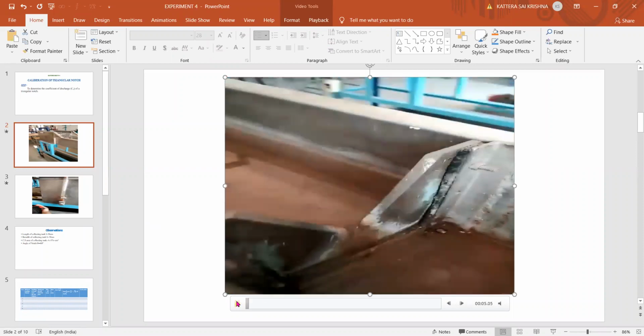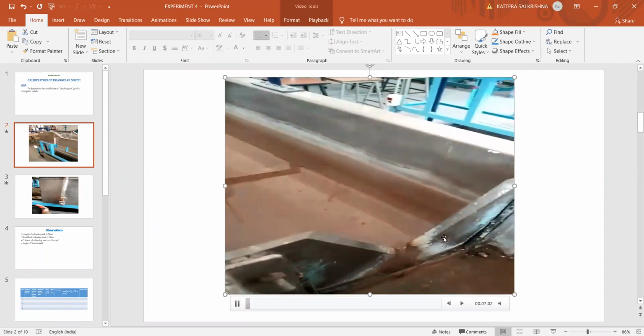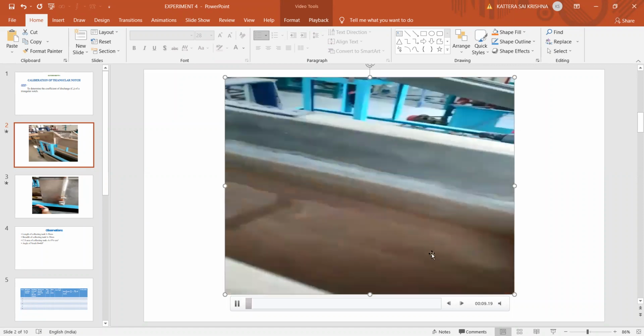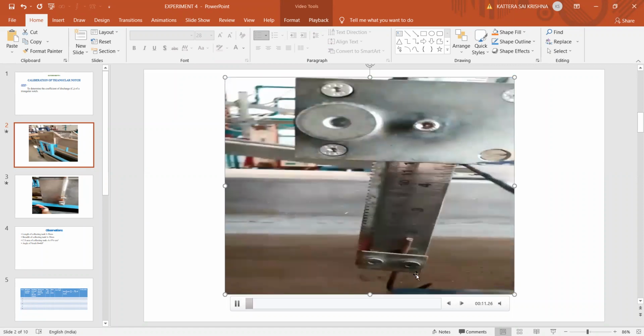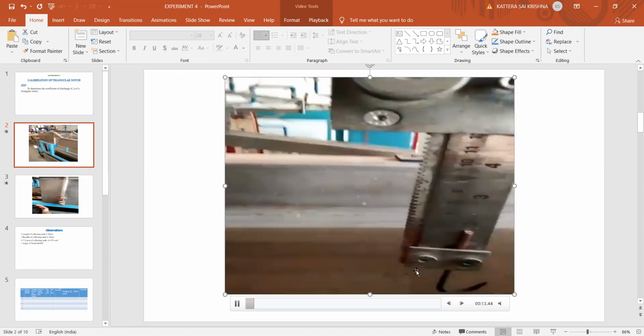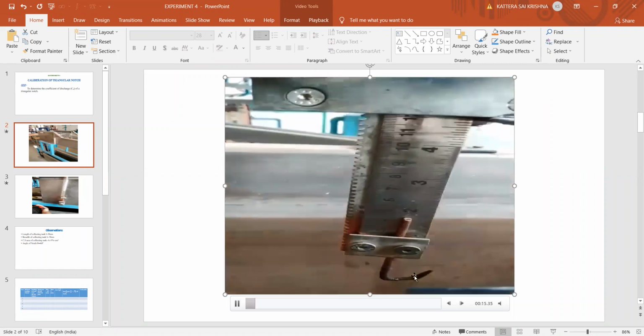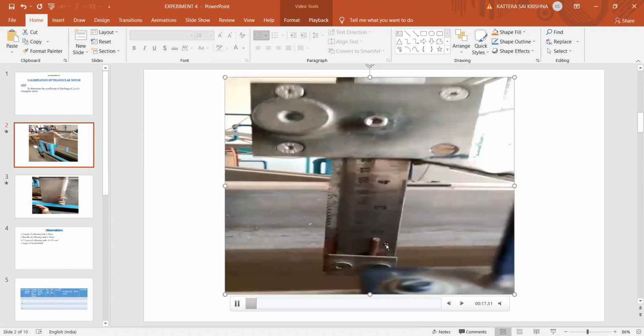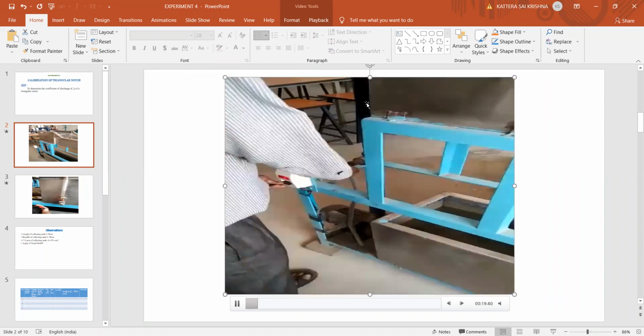Now we'll start the video. So this is our notch, which is placed here, the V notch. And this is your gauge pointer for finding the height of the water. This is the pointer. There is an arrangement for movement of the scale here.